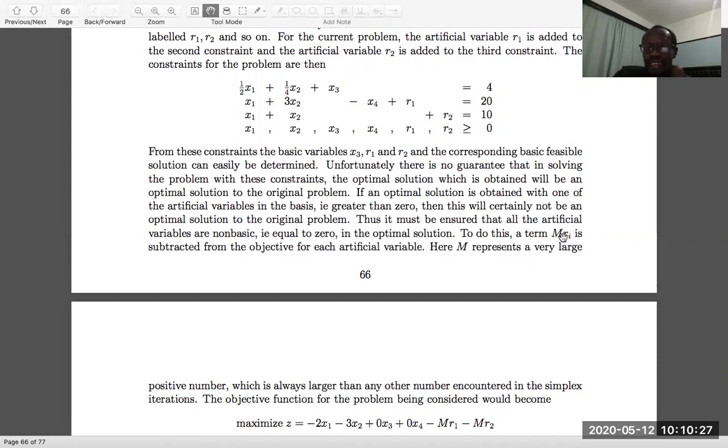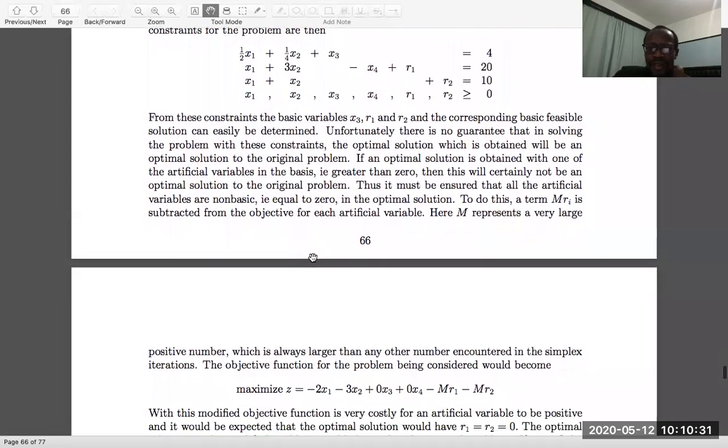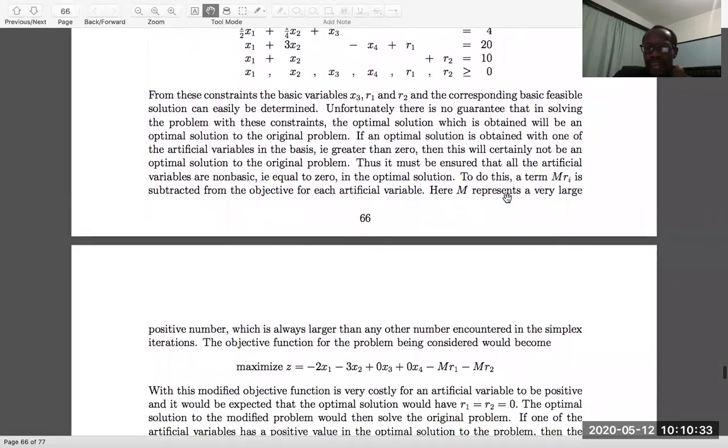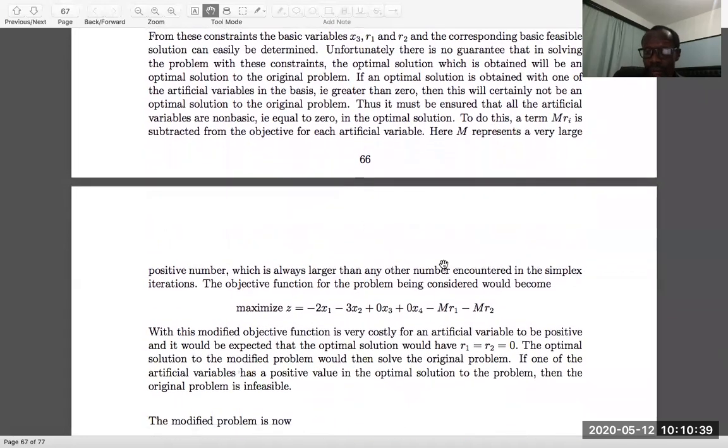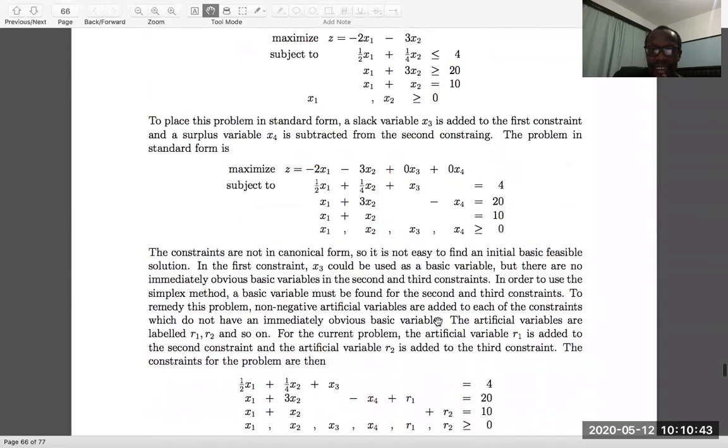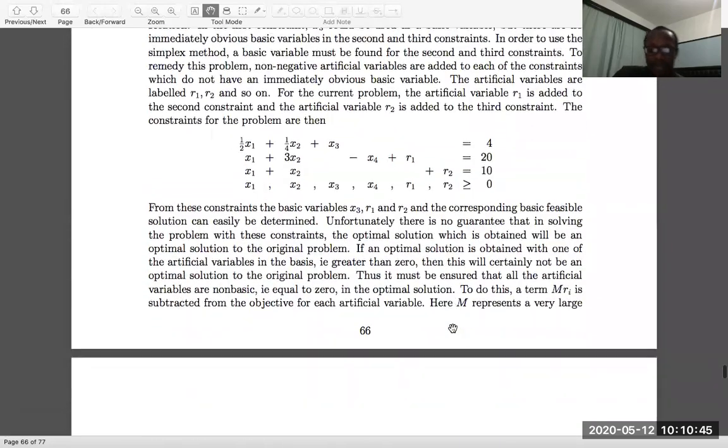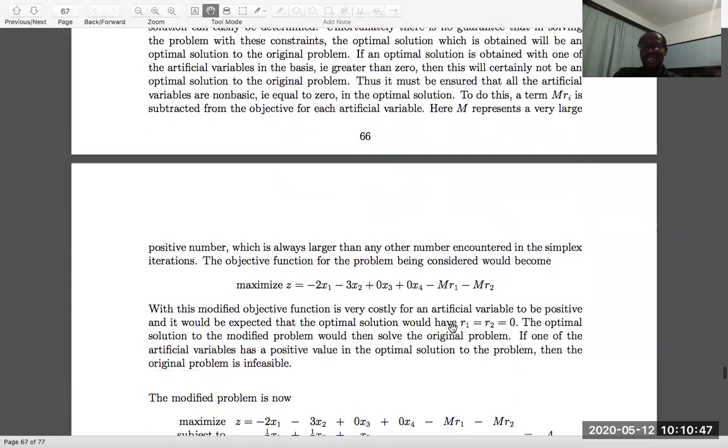To do this, this term is subtracted from the objective function for each artificial variable. Here M represents a very large positive number. So we rewrite our equation now, but we introduced this in our constraint, right? We must take it away because it doesn't have any value other than helping us to formulate, to read the basic variables and move forward from that, right?